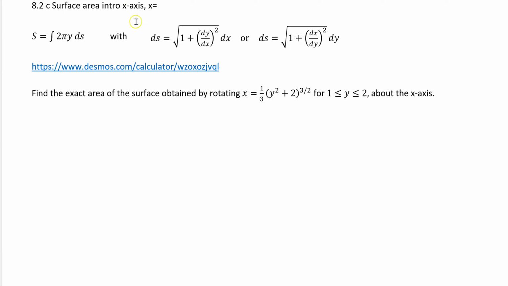All right, so this is our next type. This is x-axis with x equals. We're rotating it about the x-axis. It's nice that they gave everything in terms of y. Just make sure that it is, because we have an x equals.